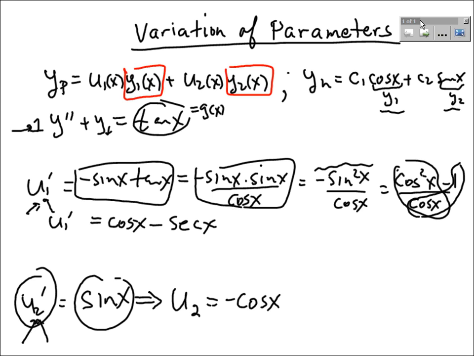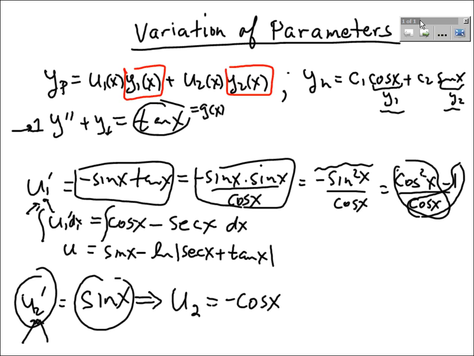u1 prime is equal to that. I integrate both sides with respect to dx. So I get u is equal to the integral of cosine x, which is sine x, minus the integral of secant x, which you should remember is ln of secant x plus tangent x. And that's u1. Okay. So I have u1 and I have u2.